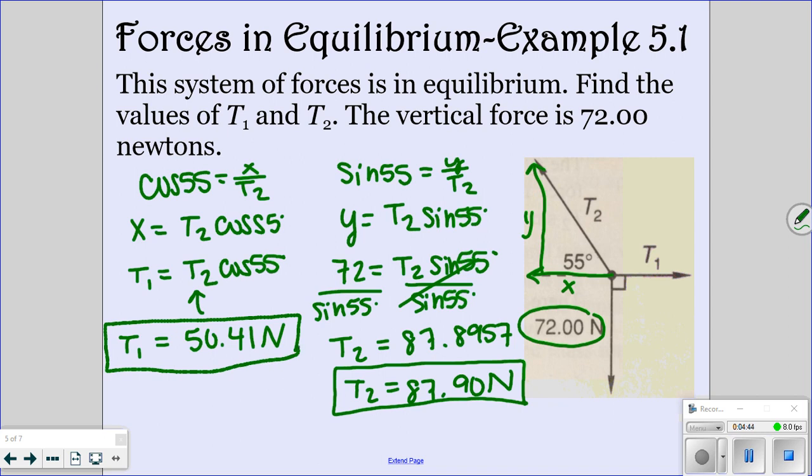Okay? So that's how forces in equilibrium work. I actually really like these. I think they're fun to do. You probably just laughed, but I think these are really fun once you get the hang of it. You just have to figure out your forces in your x direction and your forces in your y direction and make sure that they equal out.